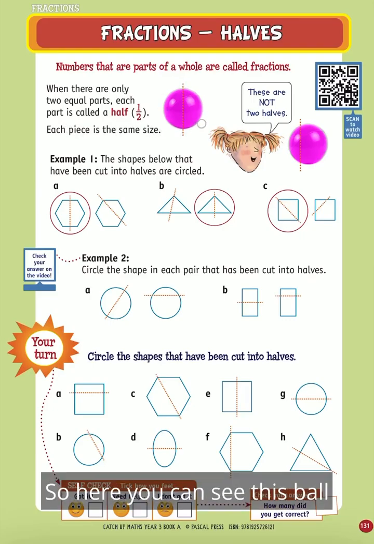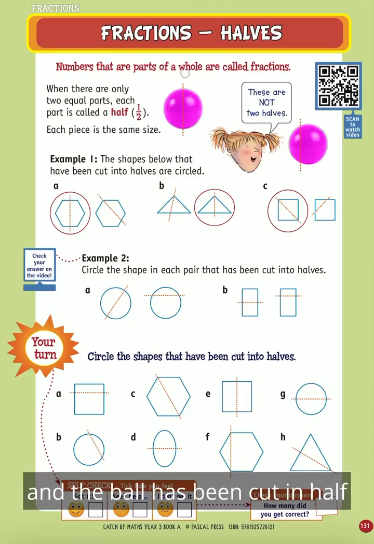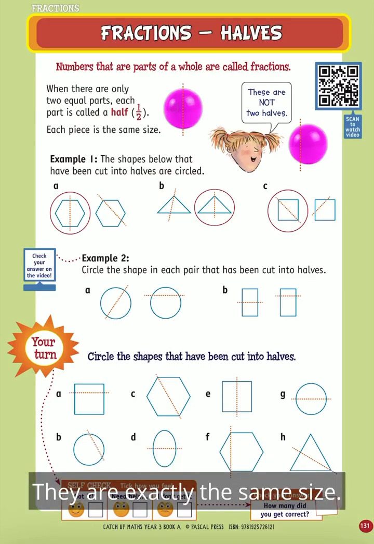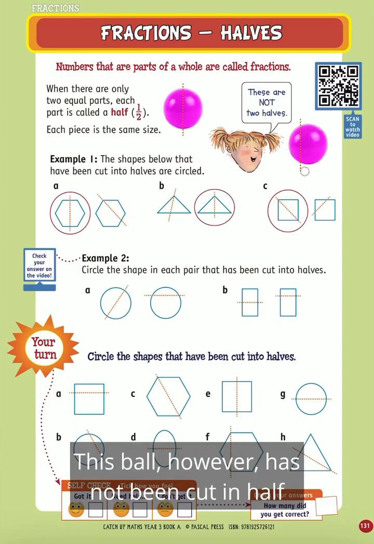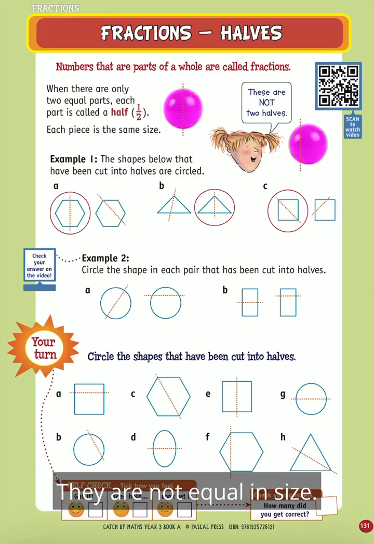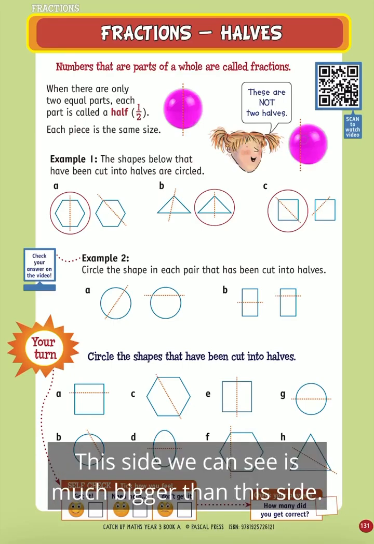So here you can see this ball, and the ball has been cut in half because this side is the same as this side. They are exactly the same size. This ball, however, has not been cut in half because these are not two halves. They are not equal in size. This side, we can see, is much bigger than this side.